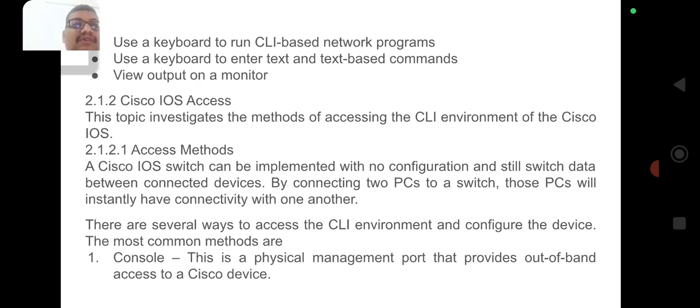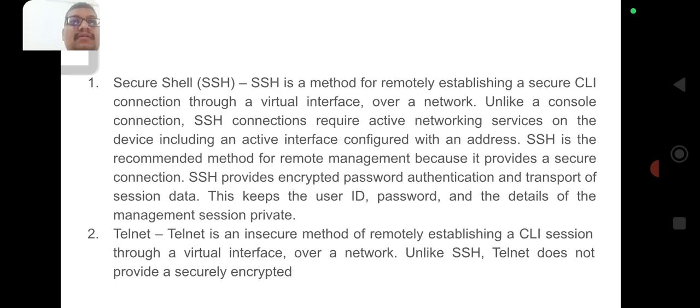There are several ways to access the CLI environment and configure the devices. The most common methods are the console method, the physical management port that provides out-of-band access to Cisco devices. Secure Shell, that is SSH, is a method for remotely establishing a secure CLI connection through a virtual interface over a network. Unlike a console connection, an SSH connection requires active networking services on the device, including an active interface configured with an address.